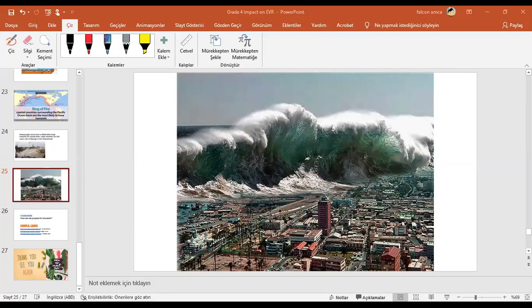And for us, Salih, can you read? Salih, can you hear me? You will read here how we can prepare for tsunamis. Guys, one by one, you will read and I'll explain. Where are you, Salih? What's your name? Kali. Okay, start to read the first one.